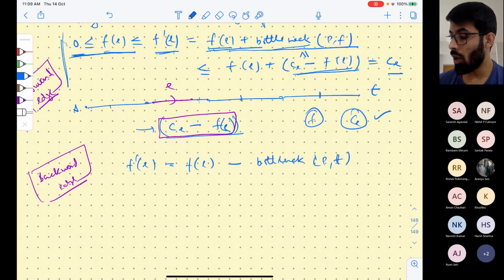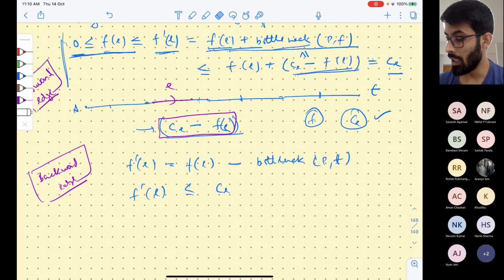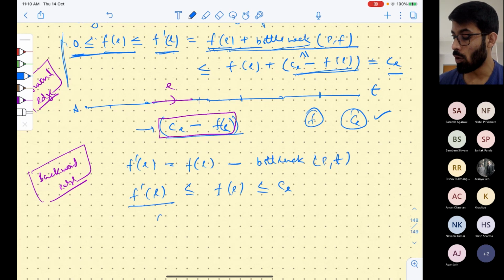So all we need to show now, so of course F prime E is definitely going to be less than or equal to CE, because it is less than or equal to Fe, which is less than or equal to CE. So that is fine. We just need to show that this is greater than or equal to 0. That is what we need to show.